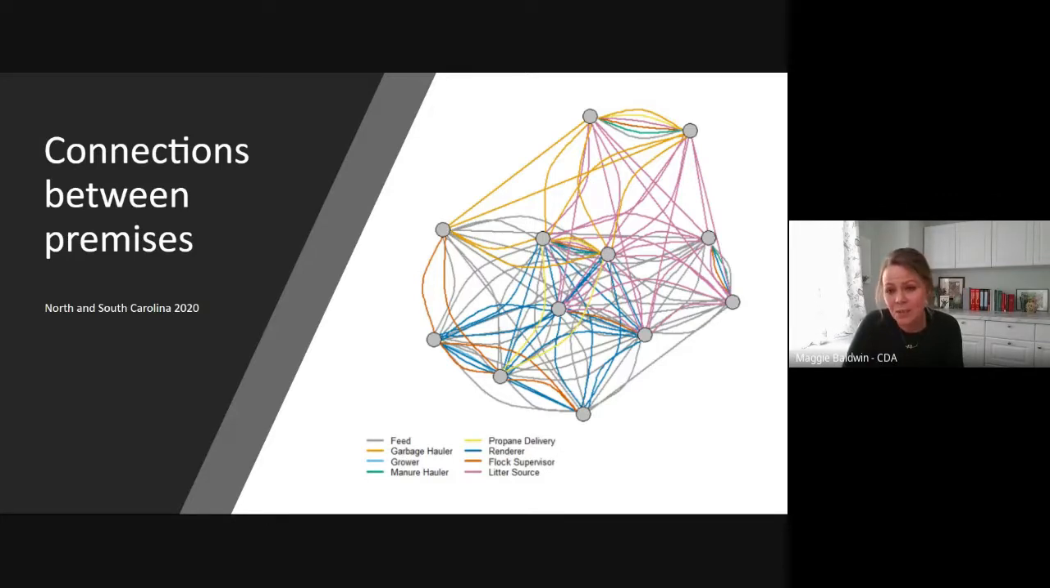And it was really interesting to me to see this depiction of the connections between these commercial facilities. So each of these lines represents some different type of connection, and you can see on the bottom what those are. So feed, garbage hauler, grower, manure hauler, propane delivery, renderer, flock supervisor, and litter source. There's a lot of potential touch points, a lot of potential movement across those lines of separation that enter the premises that have contact with many other commercial premises. So this is really important that we address all of these different potential routes of introduction in biosecurity plans.